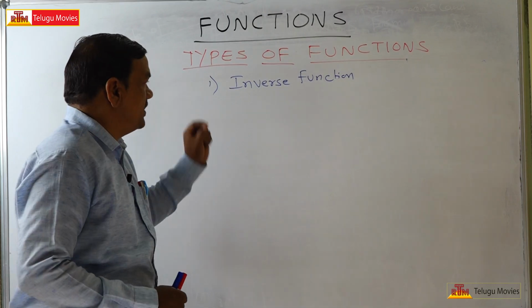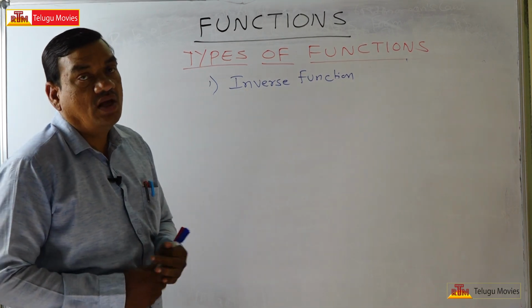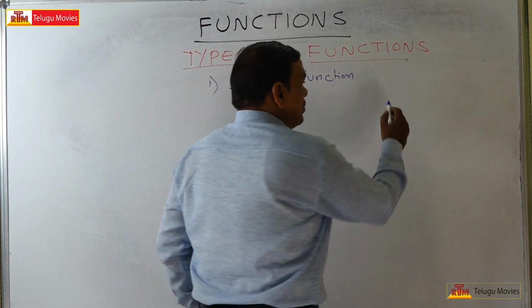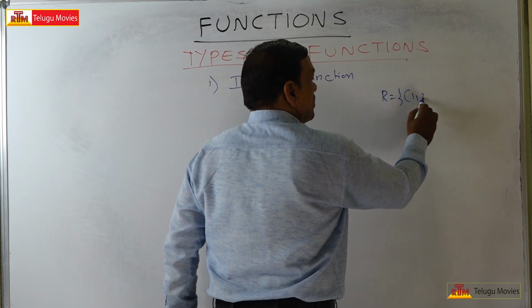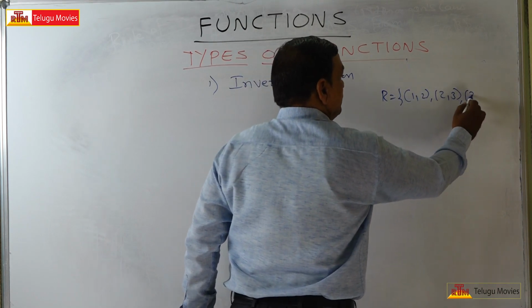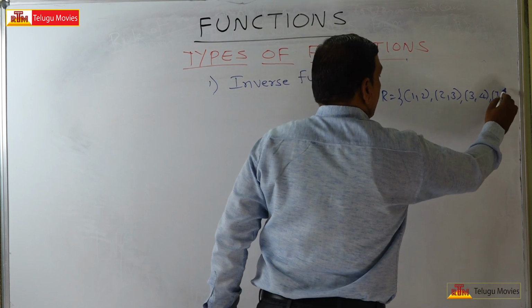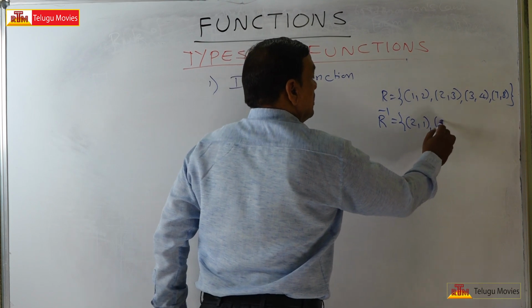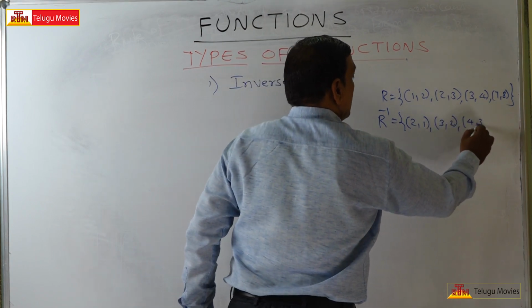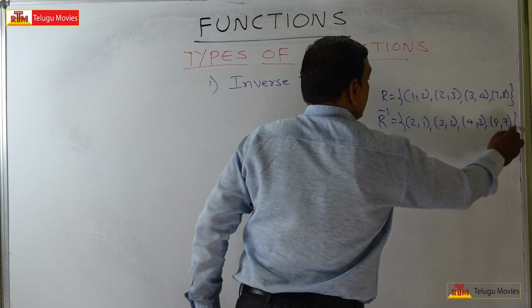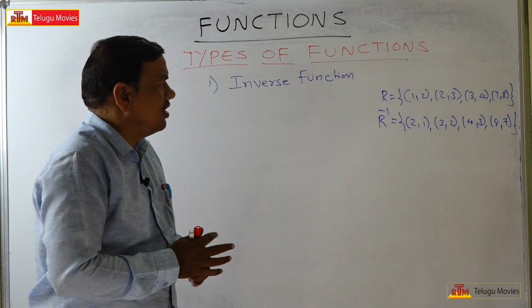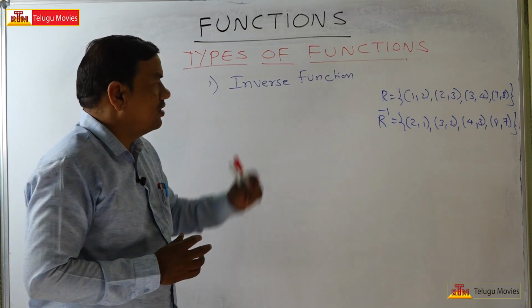Let us discuss what is an inverse function. Already we learned about inverse relation. Now, I will explain about inverse relation. So if R is a relation, that is (1,2), (2,3), (3,4), some (7,8), then its R inverse is given by (2,1), (3,2), (4,3), (8,7). So R inverse means we will interchange the ordered pairs. That is a simple definition of inverse relation.